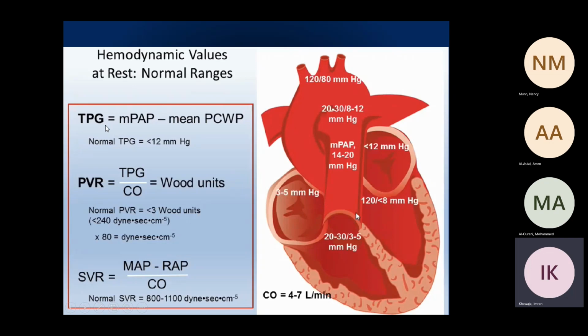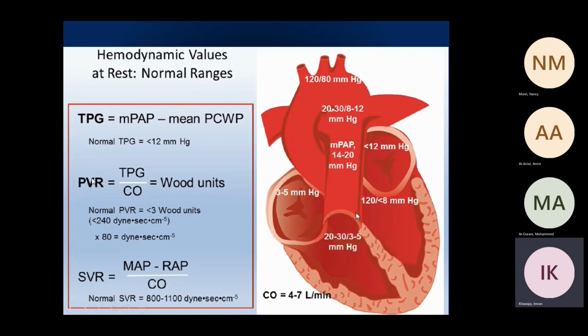Now the TPG is an important term. It's the transpulmonary gradient. That refers to the pressure gradient across the pulmonary circulation, which will be the mean pulmonary artery pressure minus wedge pressure. So this is what drives the blood across the lungs. And from that, you get your PVR.